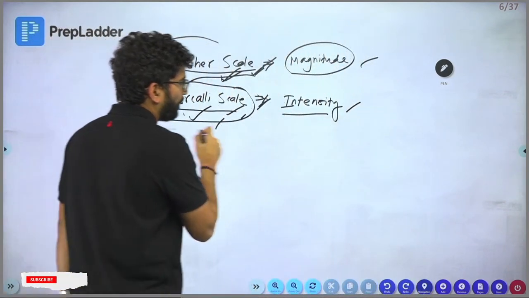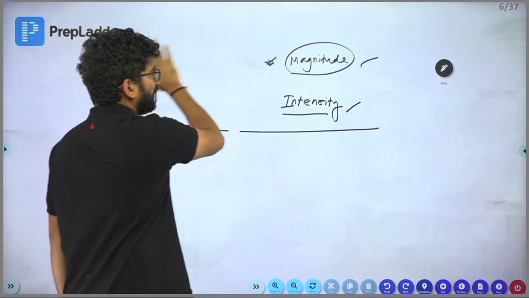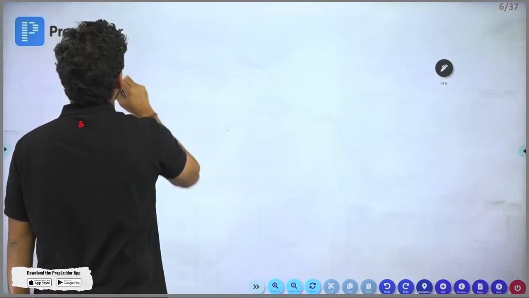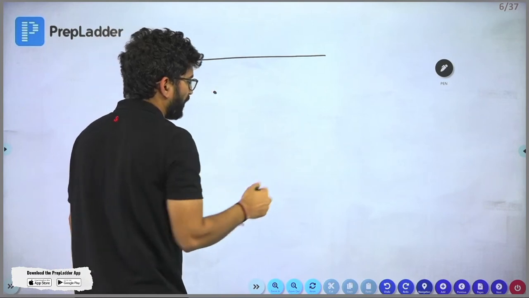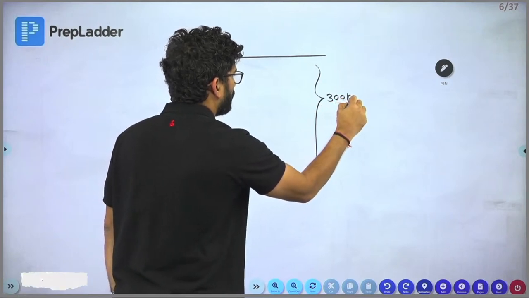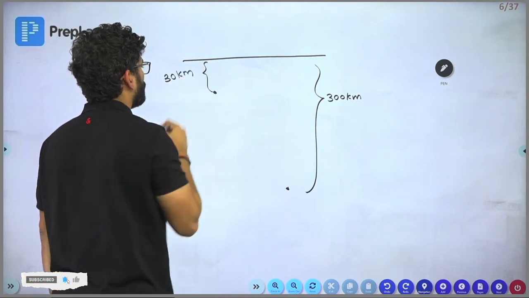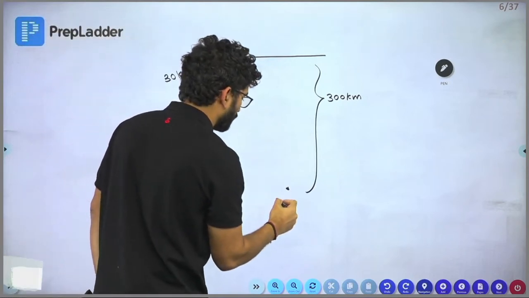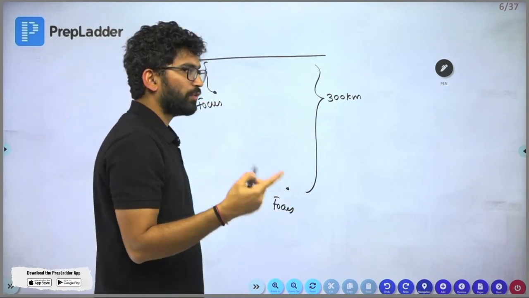Now, let's talk about the overall classification. On the basis of intensity, earthquakes are basically divided into shallow focus earthquakes and deep focus earthquakes. So let's say there is a focus somewhere 300 kilometers into the surface, and another here 30 kilometers below the surface. If the focus is present over here and here, where do you think the earthquake will be more disastrous?